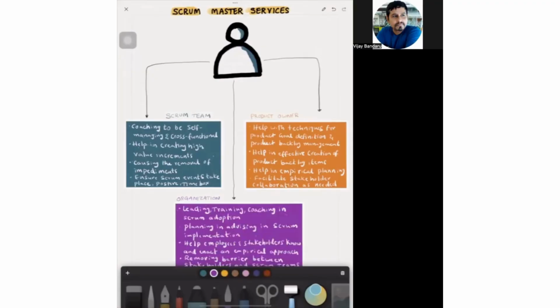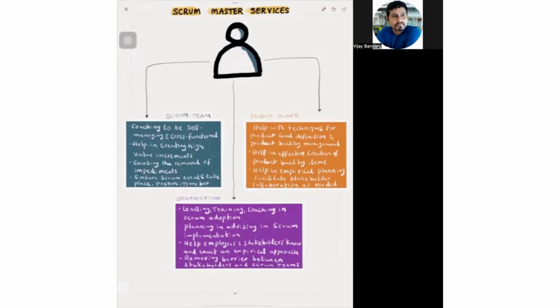And for organizational-level services, the Scrum Master will provide leading, training, and coaching in Scrum adoption at the team level, management or leadership level, or any other supporting functions like admin, facilities, infrastructure, networking, database, and architecture teams, all of them understanding and adopting Scrum. They also plan and advise on Scrum implementation in terms of sprinting, how to create sprint goals, and how to organize the sprint work through the sprint backlog. They help employees and stakeholders know and enact an empirical approach, which is based on transparency, inspection, and adaptation.